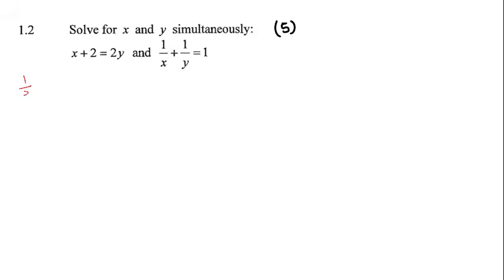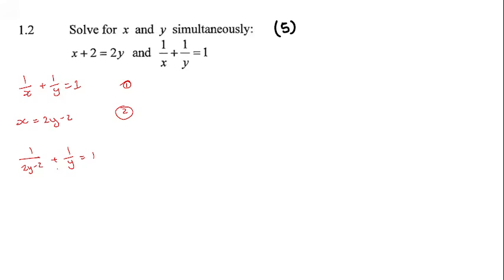So our first equation would be 1 over x plus 1 over y is equal to 1. And our second equation, it would be easier to make x the subject than y, but either way works. So we would have x equals 2y minus 2. We would then sub our second equation into the first one.